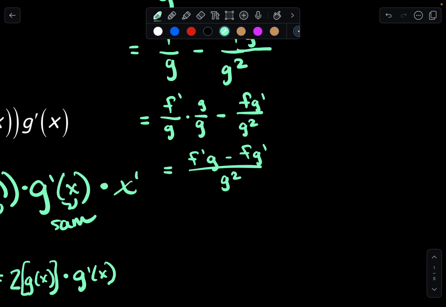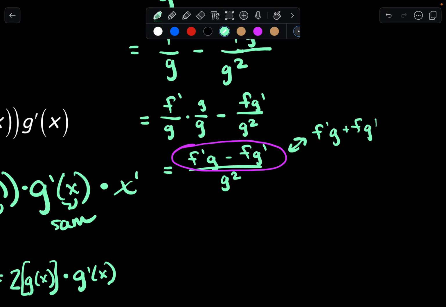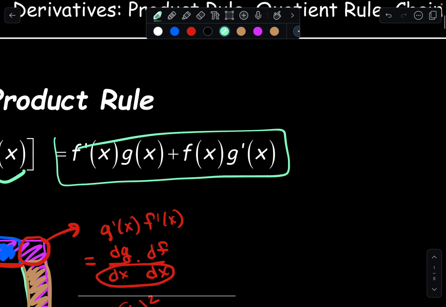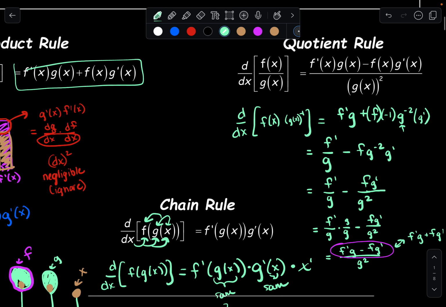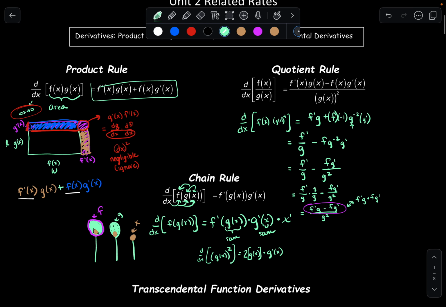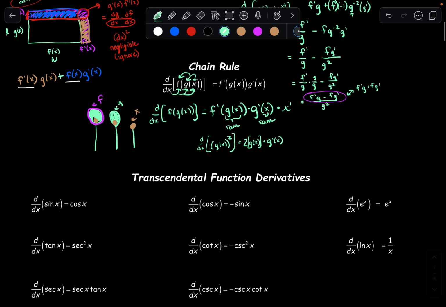Now, if you notice, hopefully you notice, the numerator is just the product rule with a sign switch, because the product rule is f prime of g plus f g prime. So to get from the product rule to the quotient rule, you just negate the sign and then divide by g squared. So that's why we teach the product rule this way, so that it closely aligns with what the quotient rule is, because they are technically the same, just in different forms.